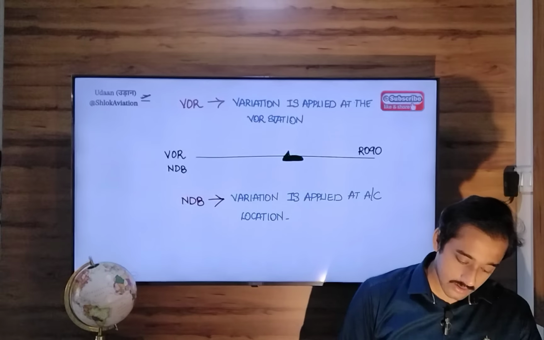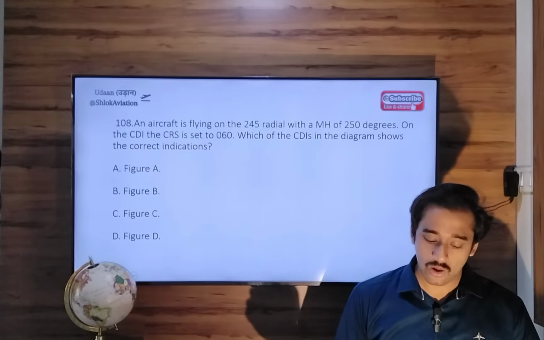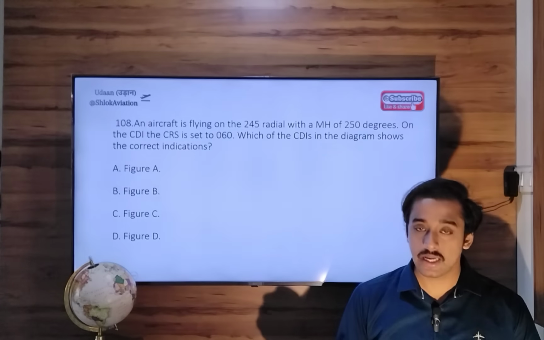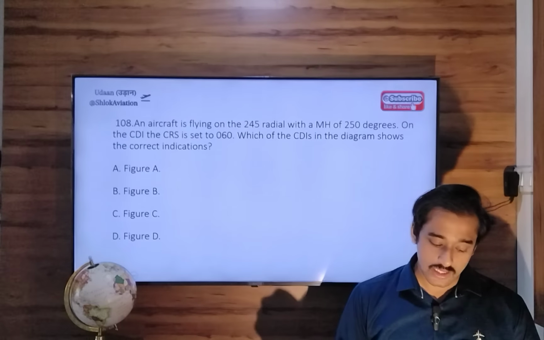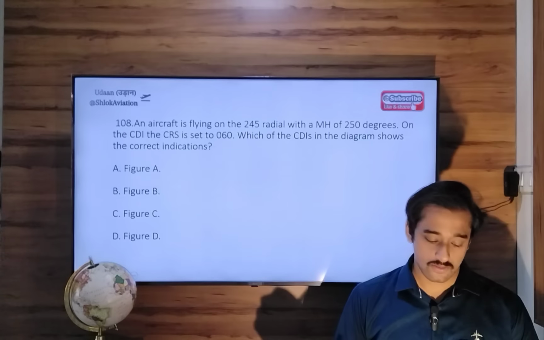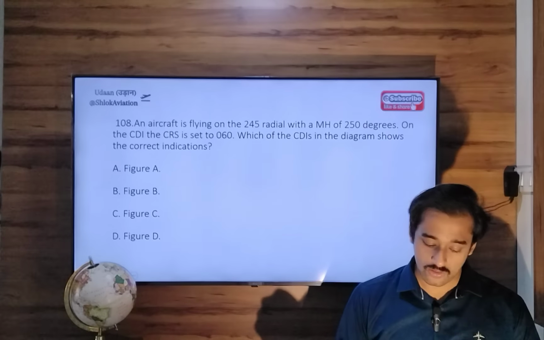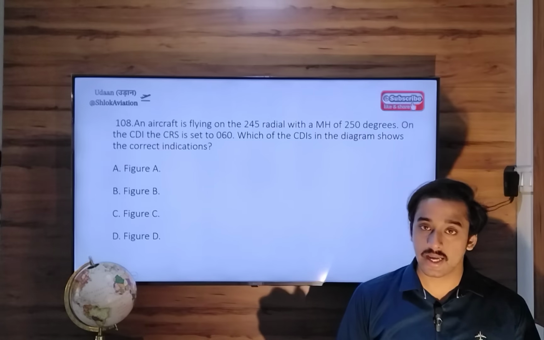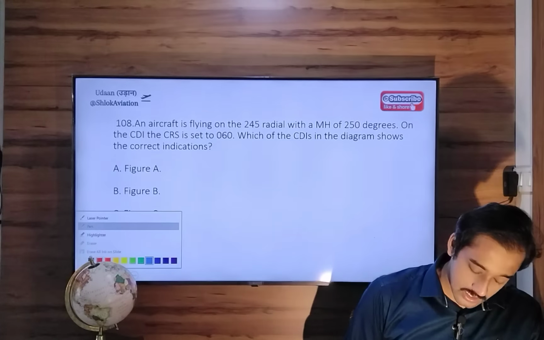Question 108. Aircraft is flying on the 245 radial with a heading of 250 degrees. On the CDI, the course is set 060. Which of the CDIs in the diagram shows the correct indications? So let's draw this diagram.